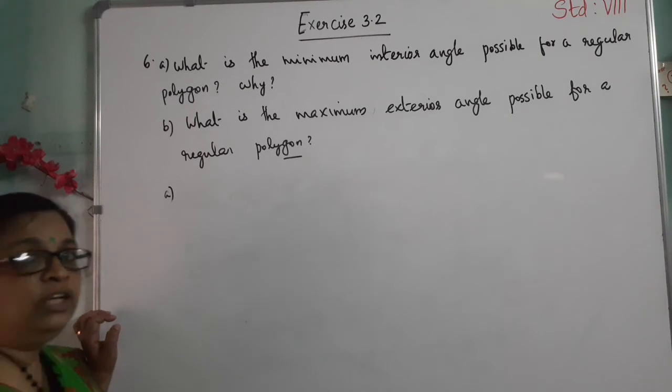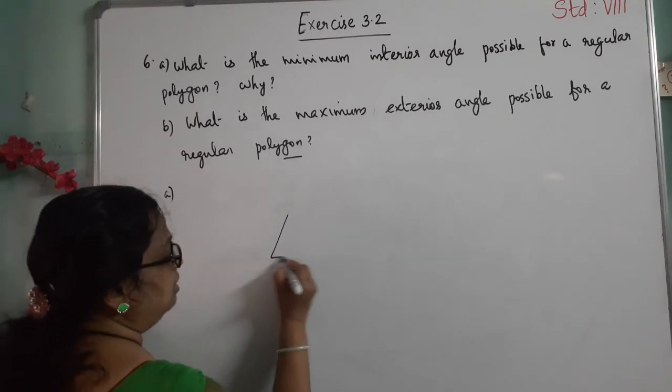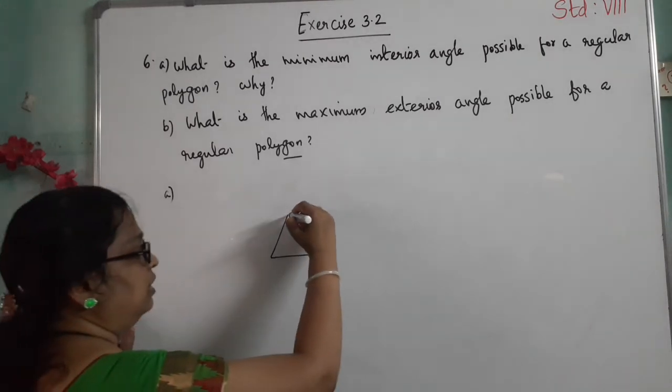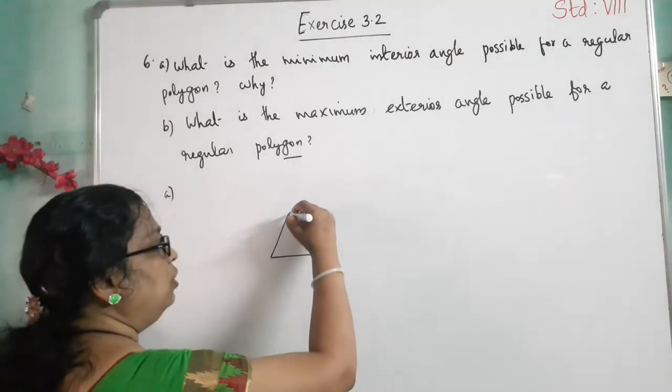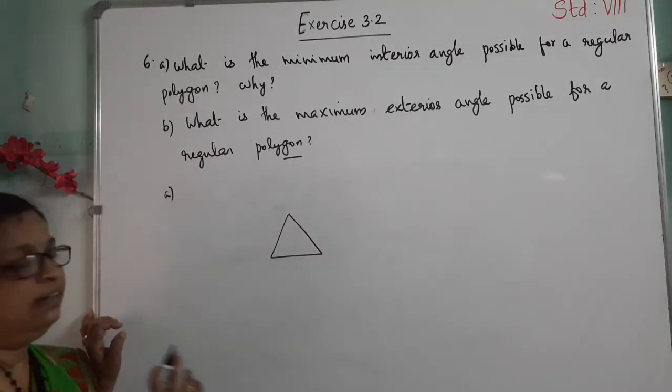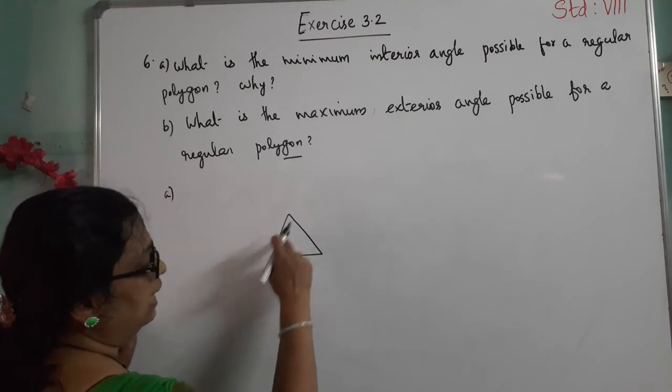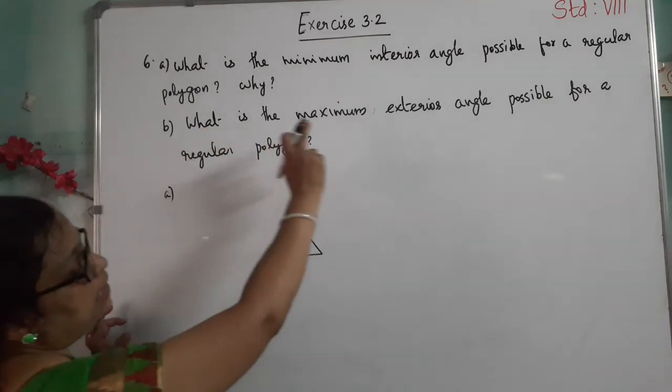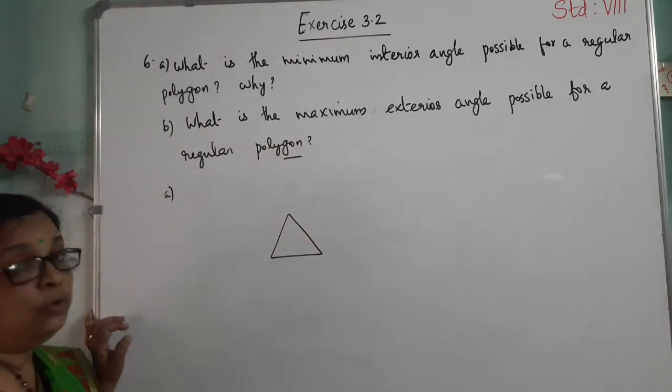Then the last question, the sixth question, part A: what is the minimum interior angle possible for a regular polygon? Why? We know that a minimum of 3 line segments is needed for a closed figure. So the smallest polygon is a triangle. It has 3 sides.